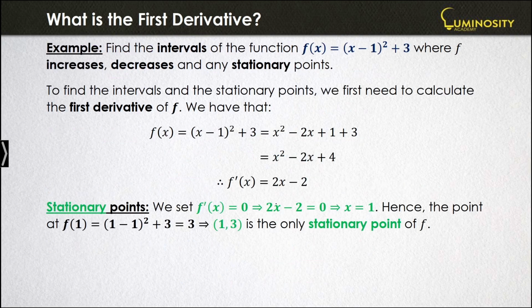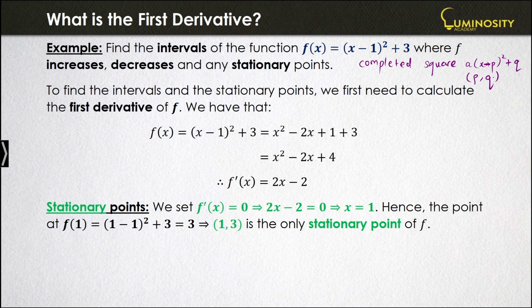So let's have a look at an example. Find the intervals of the function f of x equals (x minus 1) all squared plus 3, where f increases, decreases, and if there are any stationary points. Okay, so this function here is a quadratic function, a parabola, and it's actually in the completed square form. So recall the completed square form gives you the coordinates of the turning point, a times (x minus p) all squared plus q, so that we have the coordinates being (p, q).